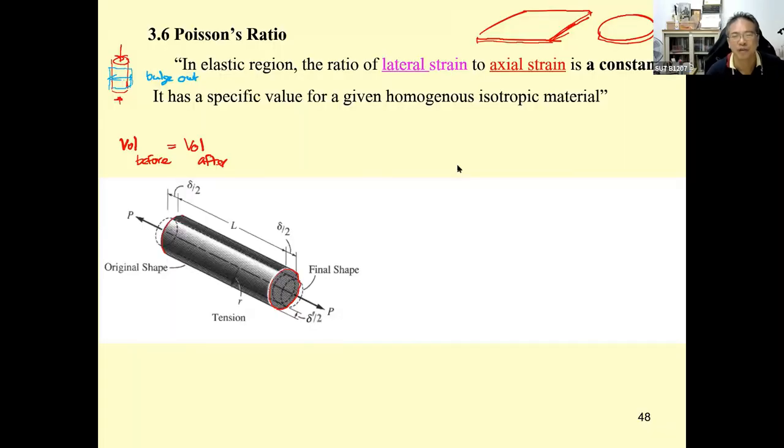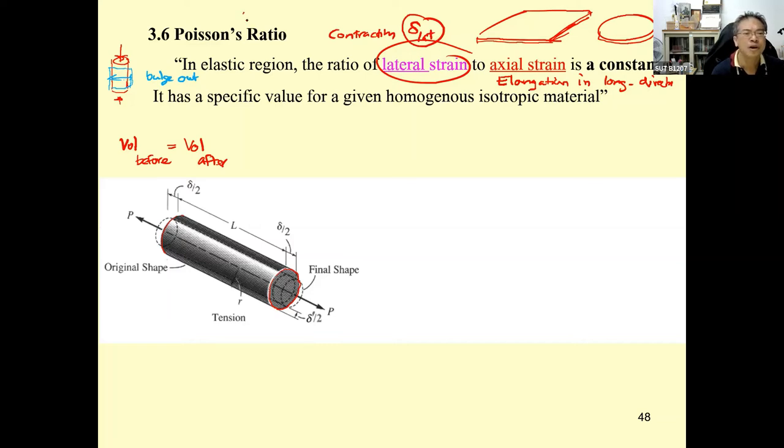For this example, one is going to be the elongation in the longitudinal direction, and for the lateral, this is going to be contraction. So the lateral strain is computed from the lateral deformation divided by the diameter, and this one is going to be negative. The strain for this one is going to be elongation.